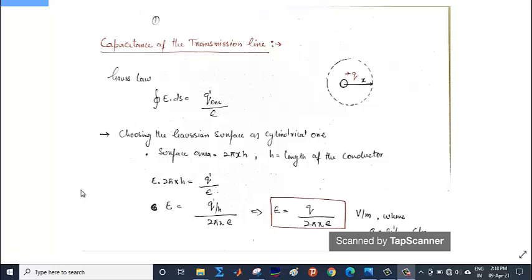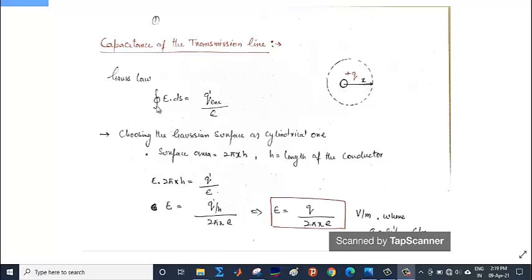So in this lecture we'll see how the capacitance of the transmission line has to be calculated. Let us say we'll start from here. Let us say we have a charge plus Q and we'll assume a Gaussian surface, a cylindrical surface whose radius is x from the center of this charge. So we'll use Gauss law to first calculate the electrical field at the point which is at a distance of x from the center of this charge.